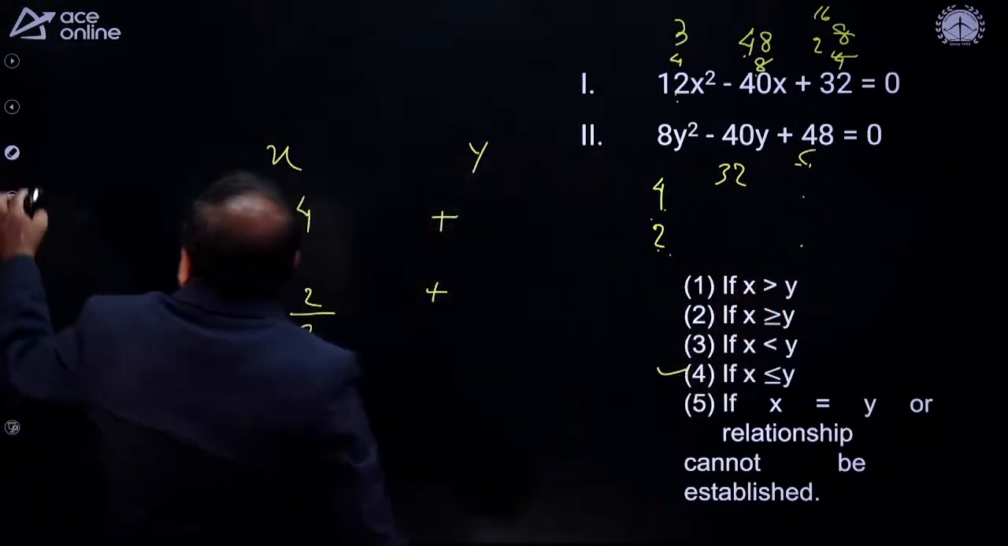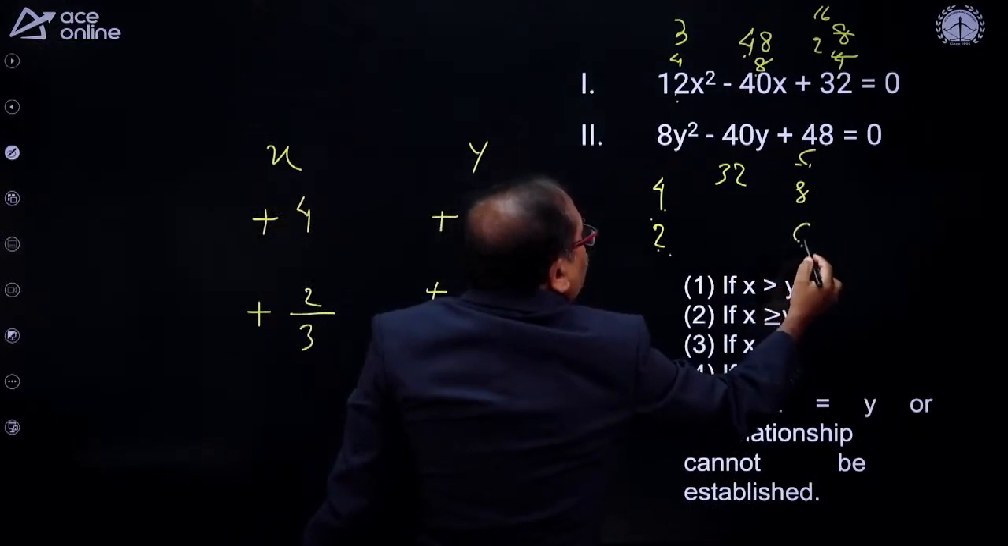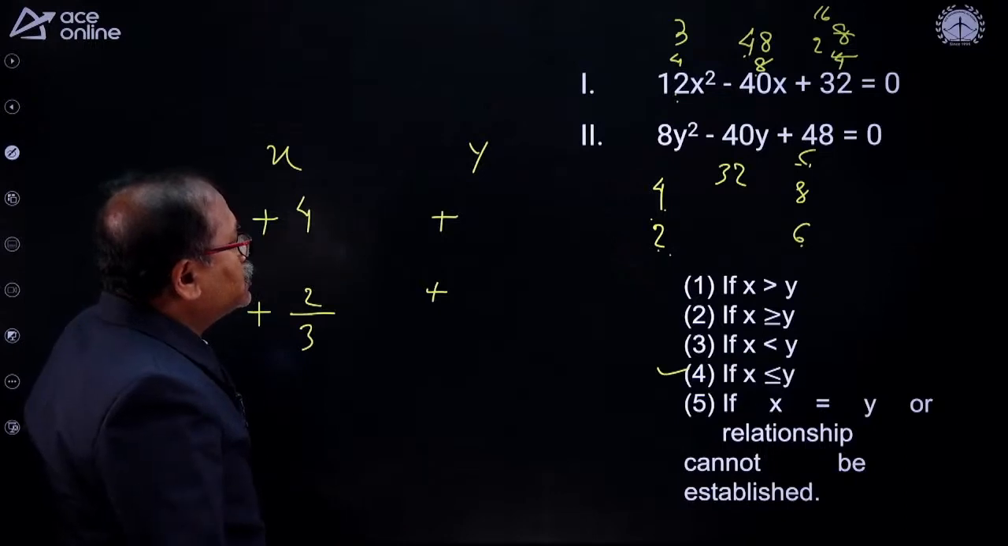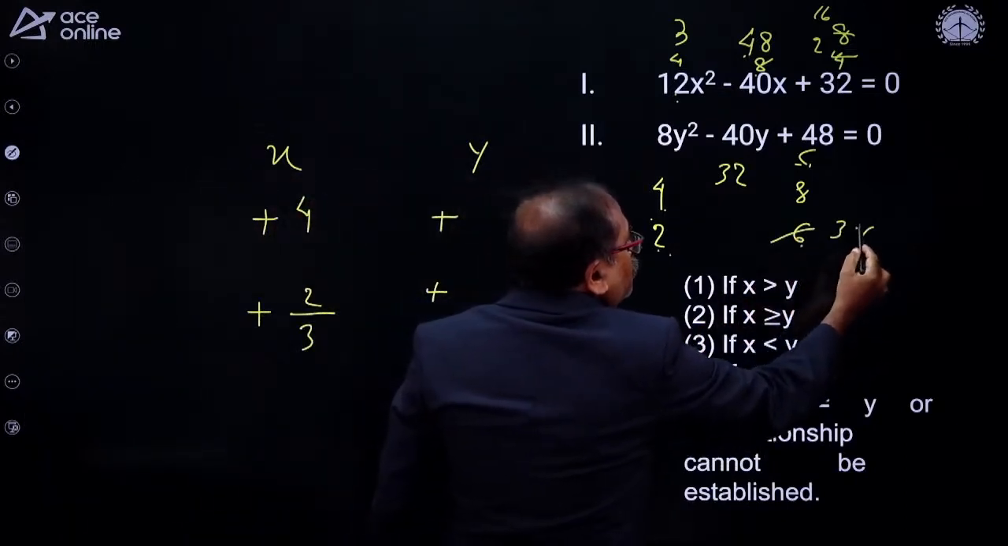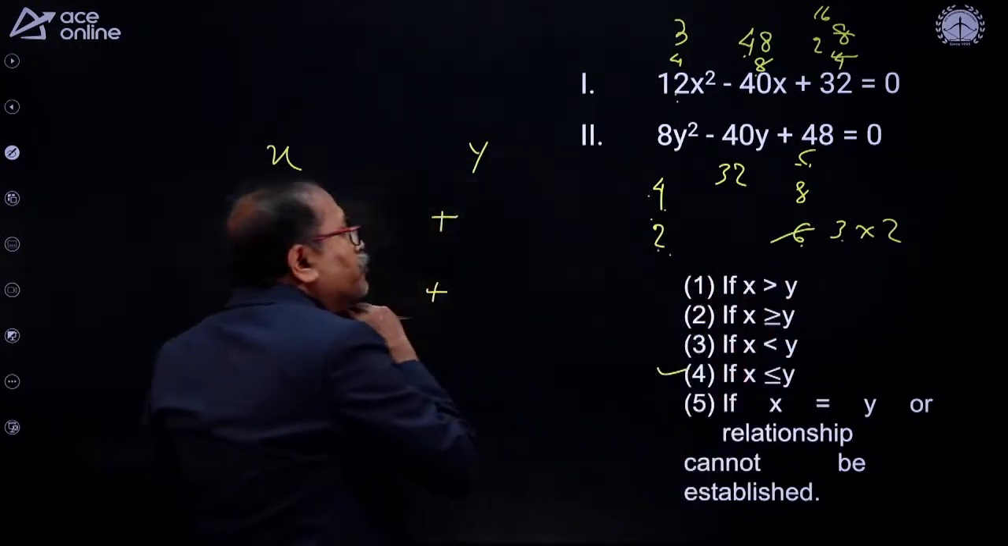If I write this number as 8 into 6, then what happens? 8 into 6, 64, 16, no. Can I write this as 3 into 2? So this is 12 and 32, no.